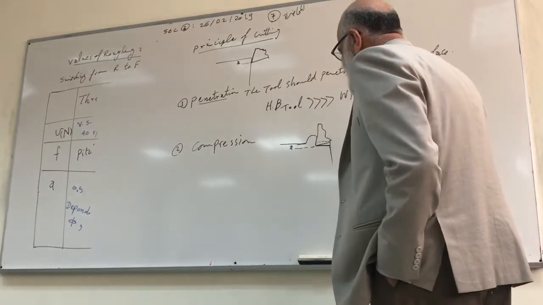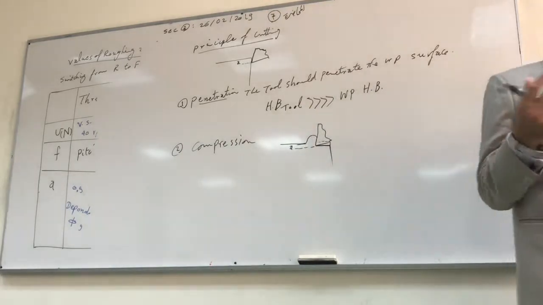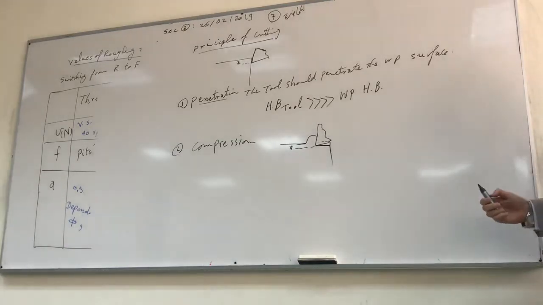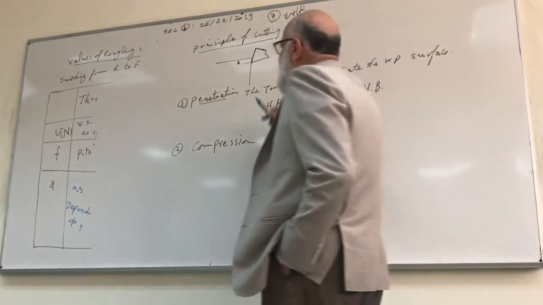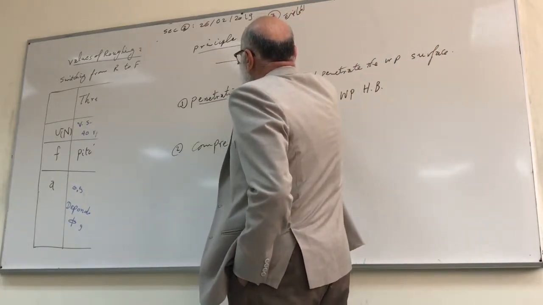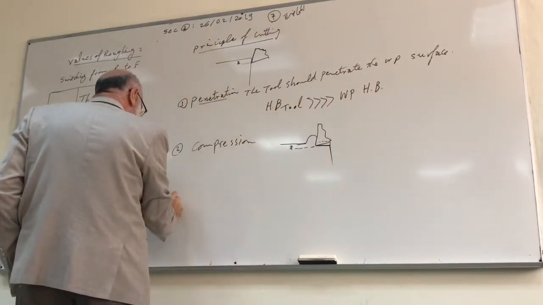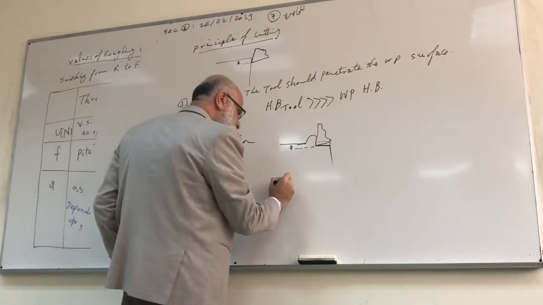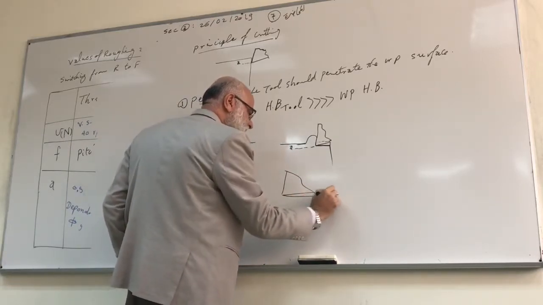Forget about axial and radial now. Forget about the directions. We talk about the tool and a part of material, or part of steel, and we want to cut this part. How to do it? Number 1, penetration. Number 2, compression. Number 3, we can modify the shape. This is the wedge. This is the machine surface.